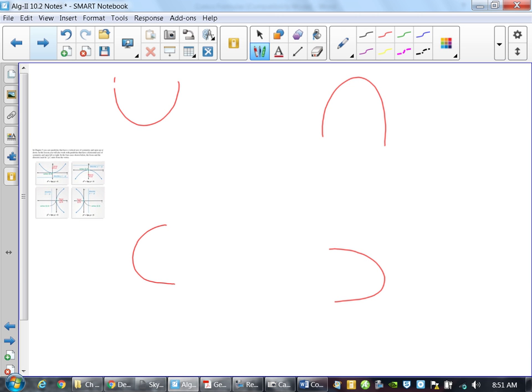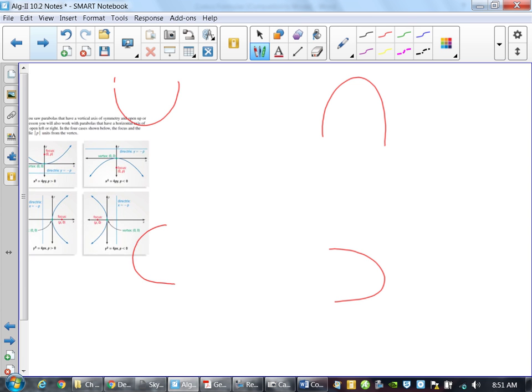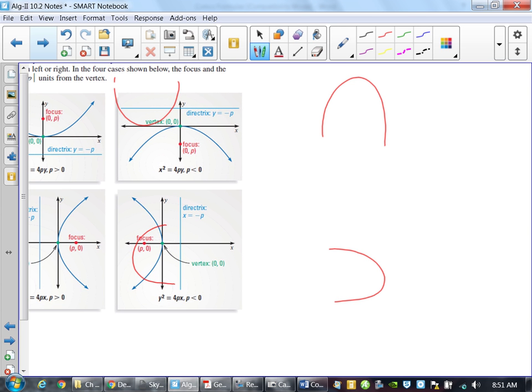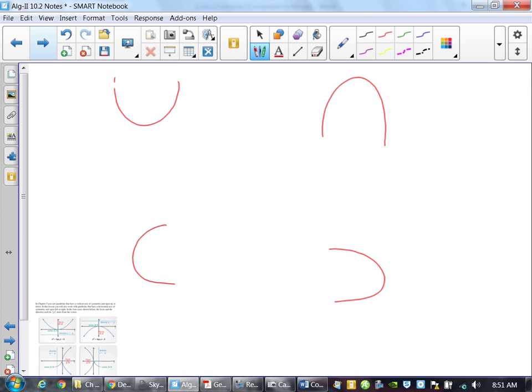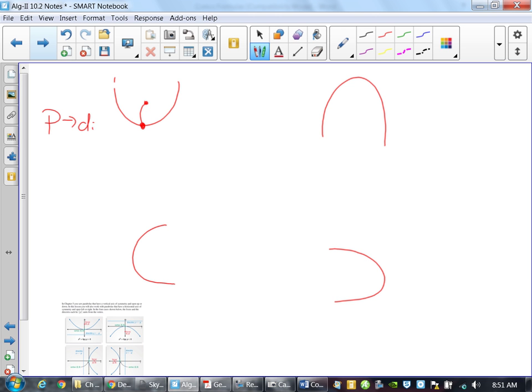Okay. So here's what we're going to do. This distance, we have a vertex to a focus. The distance from your vertex to your focus is what we call p. p is the distance from vertex to focus.